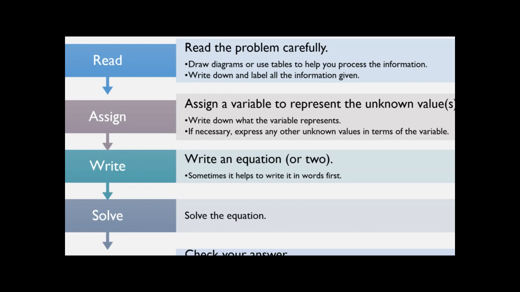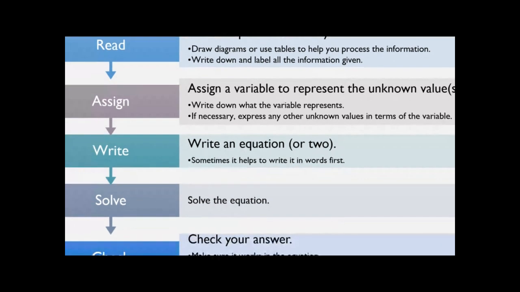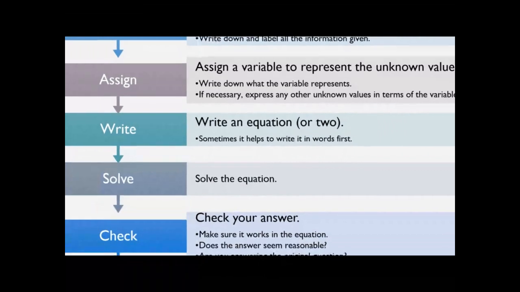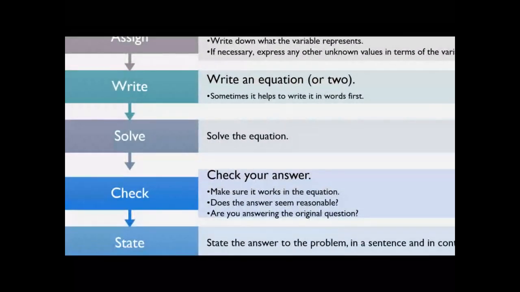Those first three steps are the hardest steps, because once you have the equation, all you're doing is solving, and that's something that you know how to do. So it's really the first three steps that are hard. Then once you have your equation, you solve, and then you need to double check that what you have makes sense. You want to make sure that it checks in your original equation. You should always check your math. You want to make sure that the answer seems reasonable and that you're actually answering the question that was asked.